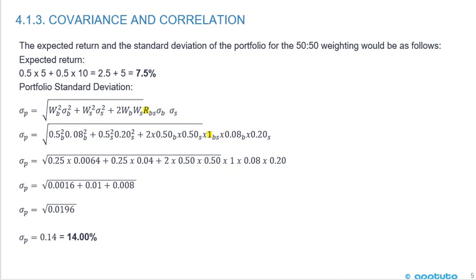In terms of the portfolio standard deviation, we're still working with the correlation being 1, perfectly correlated. We can see that the portfolio standard deviation equals 14%. Weight 1 squared times variance 1 plus weight 2 squared times variance 2 plus 2 times weight 1, weight 2, times correlation, times standard deviation of the bond, times standard deviation of the stock. Okay?